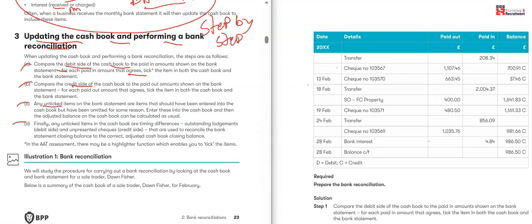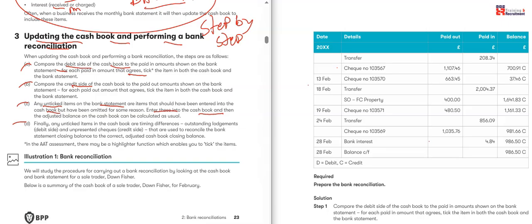Then any unticked items in the bank statement have not been entered into the cash book. They were omitted for some reason, like standing order, direct debit, BGC, which we don't know about. So you need to enter these into the cash book, in the debit side or credit side accordingly.